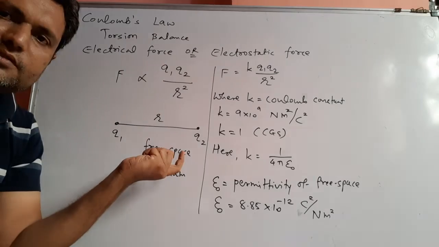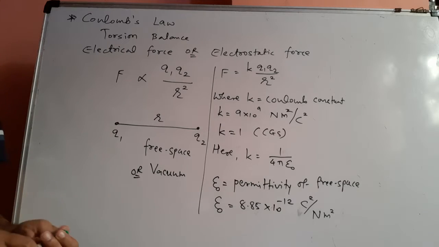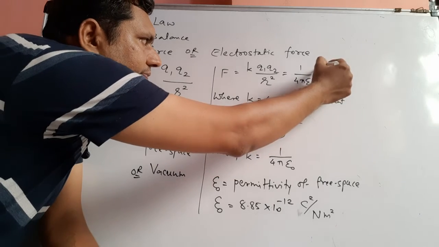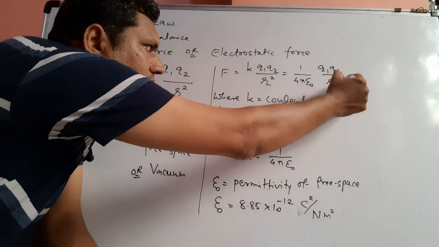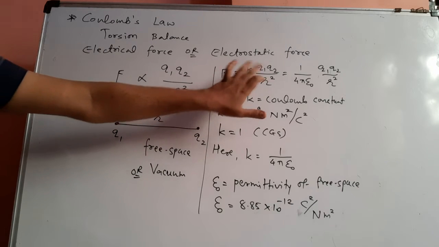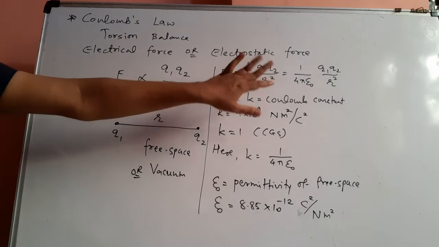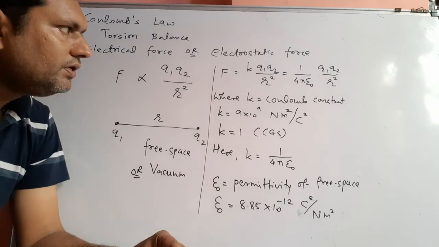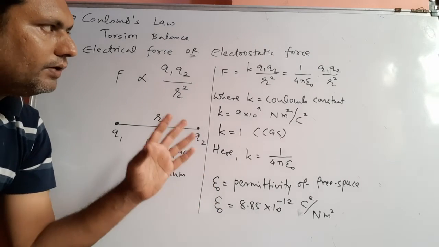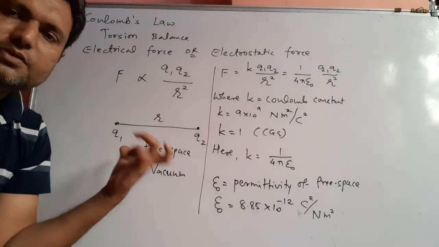So here it is very simple. When there is free space, the force is given by this equation, F is equal to k q1 q2 by r square. Also we can write it like this, 1 upon 4 pi epsilon naught q1 q2 by r square, because k is 1 upon 4 pi epsilon naught. So both are the same; here we have substituted the value of k. So it is very simple. Now see, this force is for this medium, free space or vacuum.